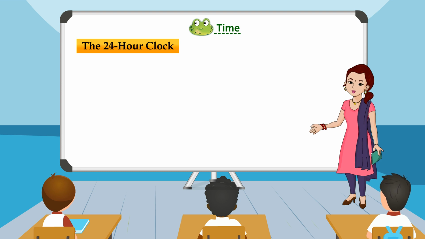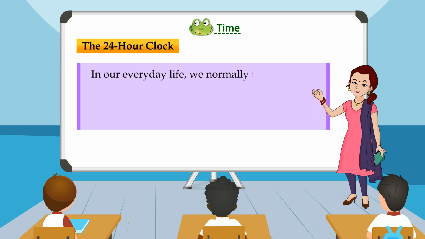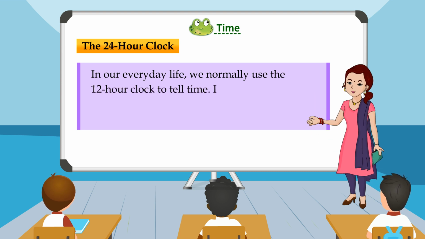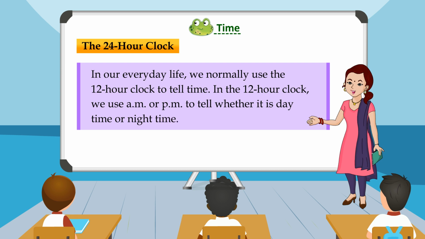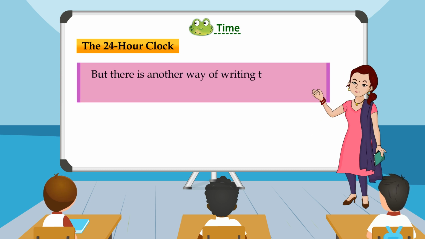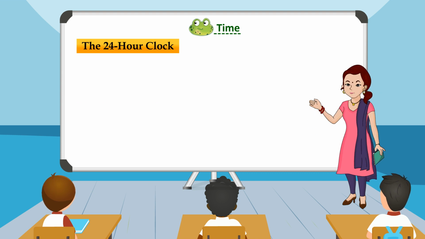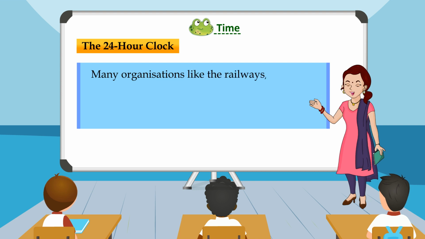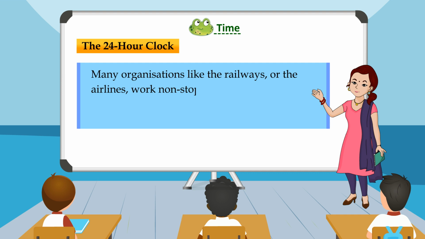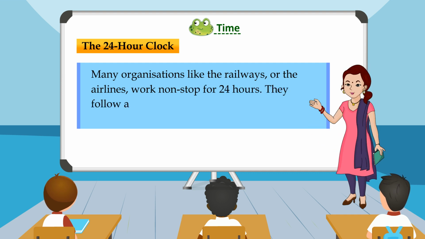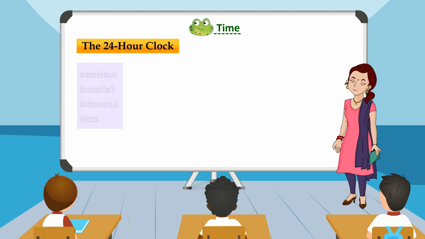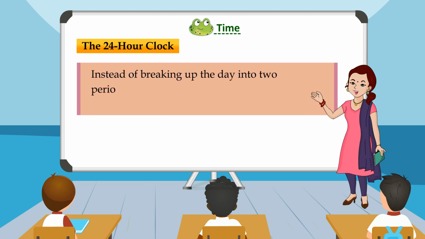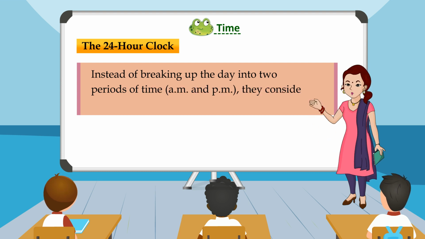The 24-hour clock. In our everyday life, we normally use the 12-hour clock to tell time. In the 12-hour clock, we use AM or PM to tell whether it is daytime or nighttime. But there is another way of writing time, using the 24-hour clock. Many organizations, like railways or airlines, work non-stop for 24 hours. They follow a different system of clock time called the 24-hour clock time. Instead of breaking up the day into two periods of time, AM and PM, they consider their day as a continuous period of 24 hours.